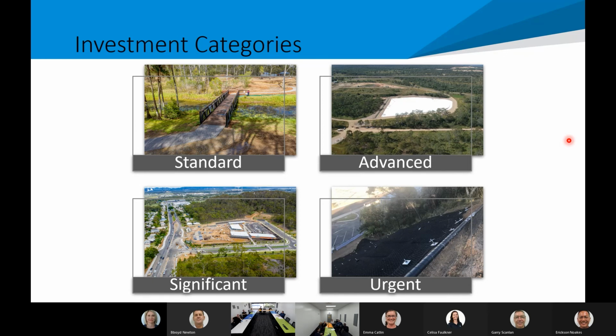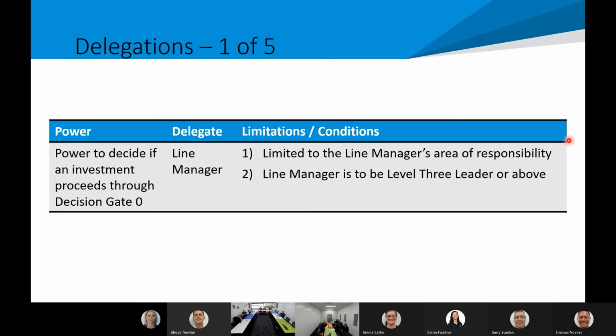So we live in that standard world often, but we here at GRC have such a broad range of projects and investments we deal with. It's important that we have those different pathways and ways of dealing with them appropriately. And obviously something simple and straightforward, we don't need to put a whole heap of rigor over them.